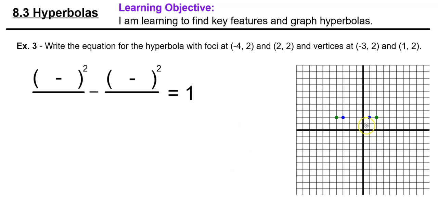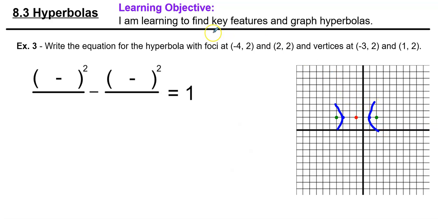And what that allows me to see is where my coordinate of my center will be, which appears to be right there at (-1, 2). What this also tells me is which direction my hyperbola will be opening in. Since my vertices are horizontal from each other, that means that I'm going to have a hyperbola that opens side to side, out to the left and out to the right.